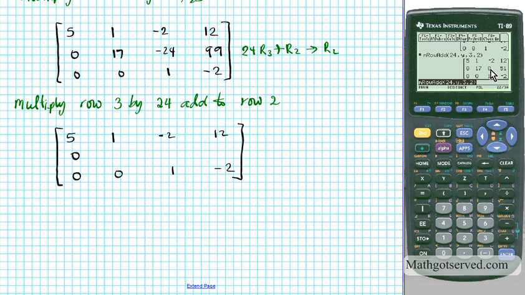Notice this became a 0. Perfect. So let's store that so we don't lose it. Store that in y. Enter. Alright, so we're going to have 0, 17, 0, 51. Okay, we're getting there. Alright, now we have a 0 here.